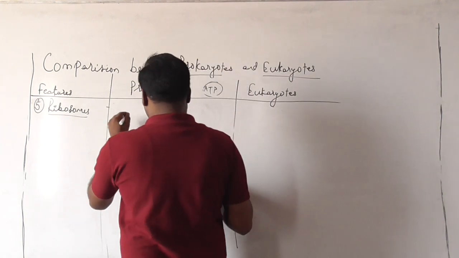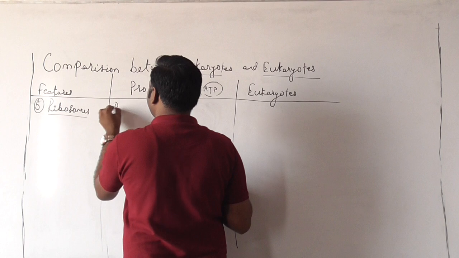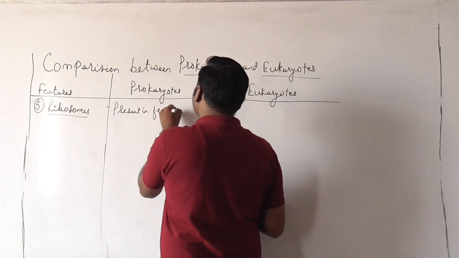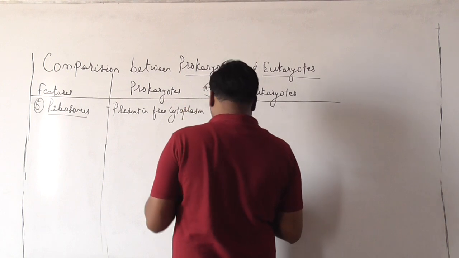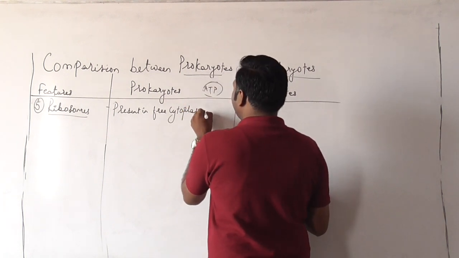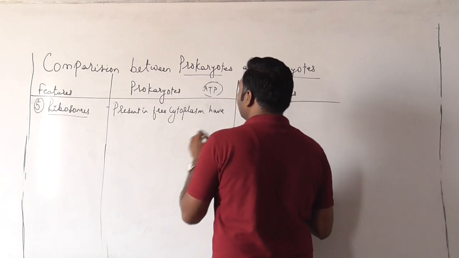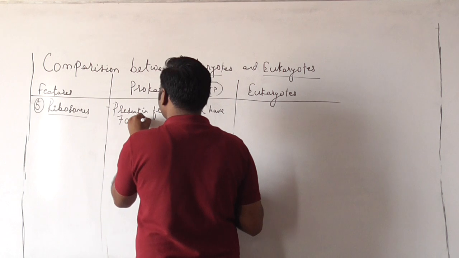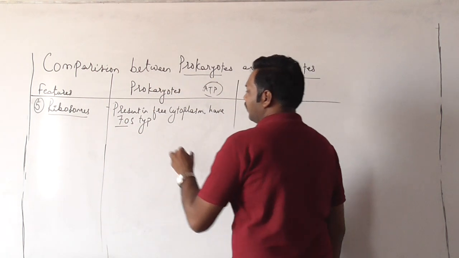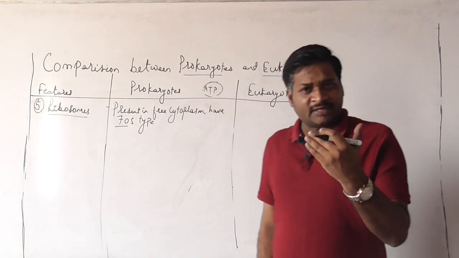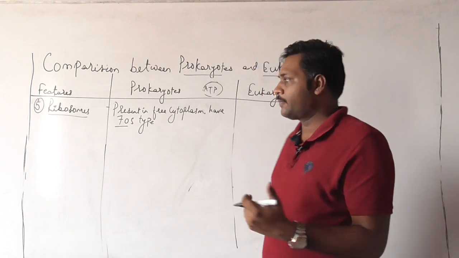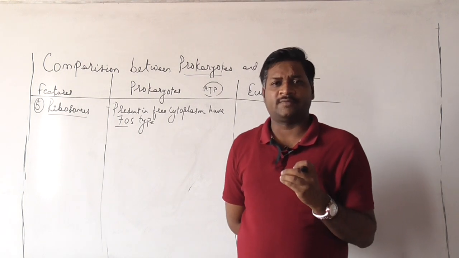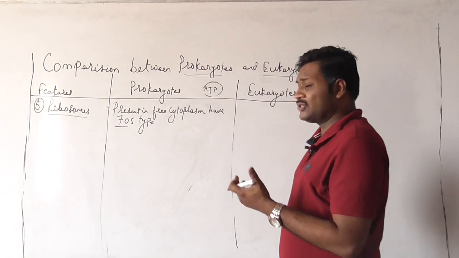In the case of prokaryotes, they are present free in the cytoplasm and are of the 70S type. Now what do we mean by 70S type? That is the type of ribosome based on sedimentation, as I told you. We will discuss the eukaryotic cell in detail, and at that time we will discuss the ribosome structure, how it is 70S or how it is 80S.